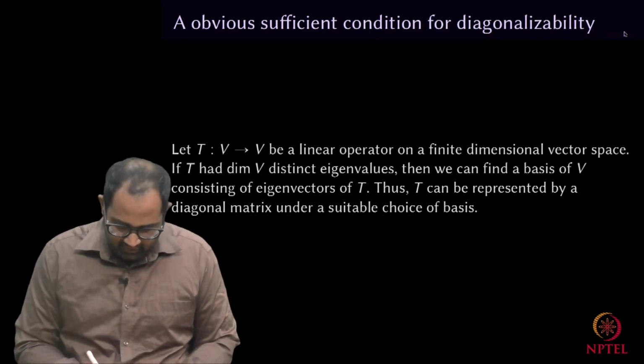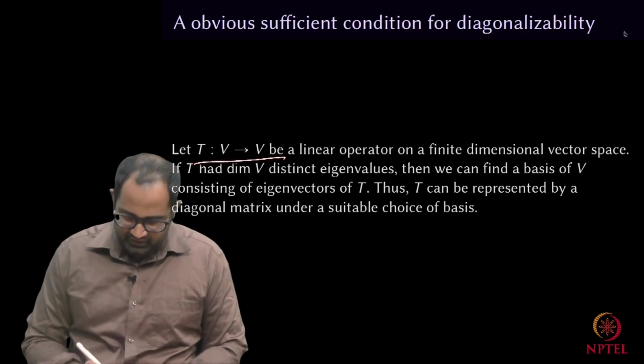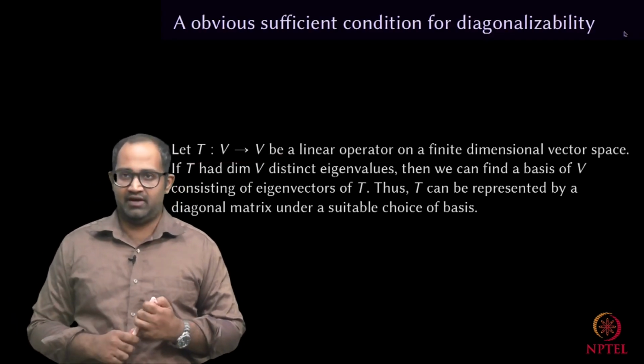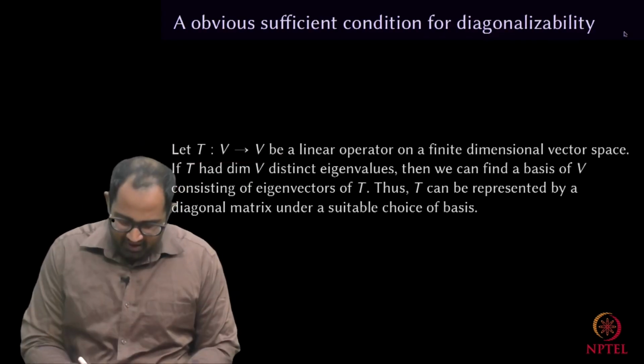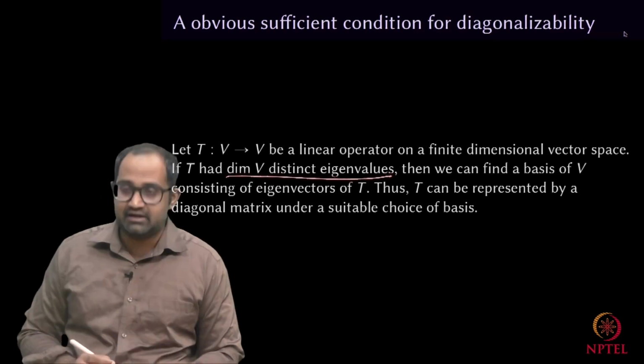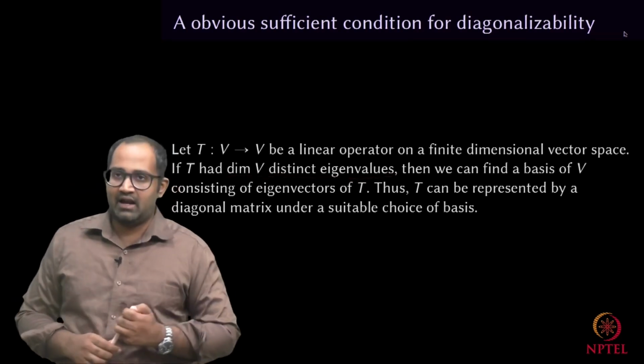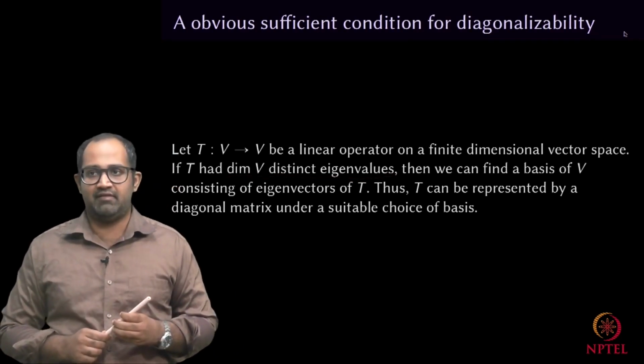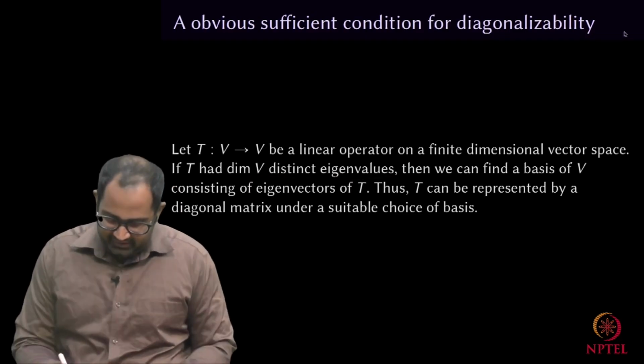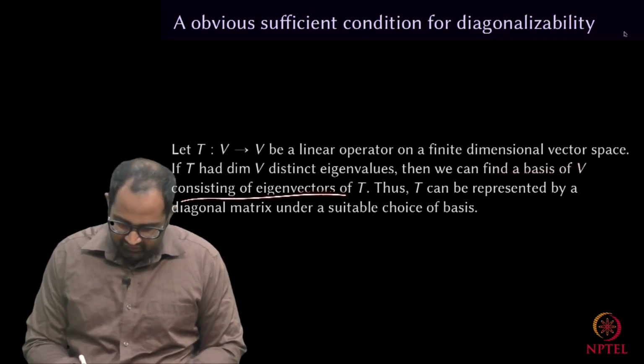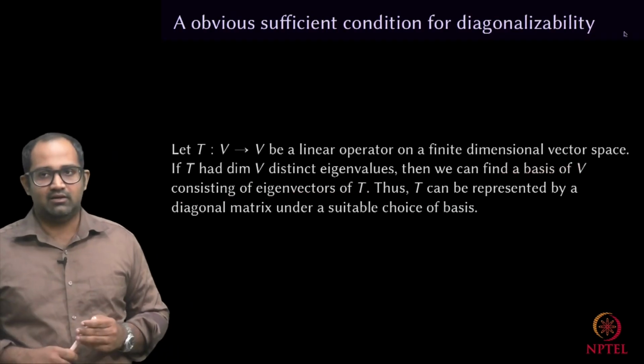The last example gives us a very obvious sufficient condition for diagonalizability. If you take an operator T from V to V on a finite dimensional vector space, and you have dim V distinct eigenvalues, then we can find a basis of V consisting of eigenvectors of T.